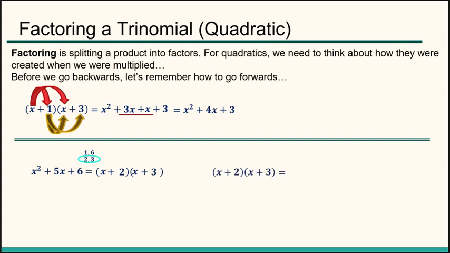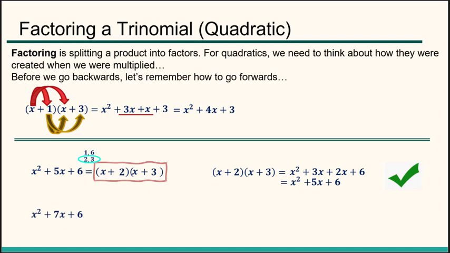So what I'm going to do is check it. I'm going to take x plus 2 times x plus 3. I'm going to multiply it out. I'll get x squared plus 2x plus 3x plus 6. And then I would add those middle terms, and then I get x squared plus 5x plus 6. I look back to see if that was what I started with. It is. So since it is, I go, hey, that's right. So then I can circle that and say, that's my answer.